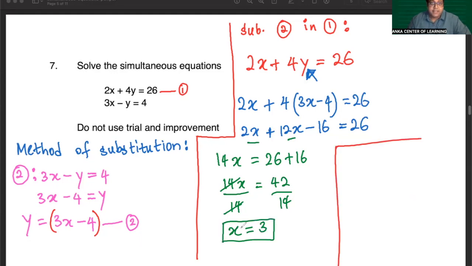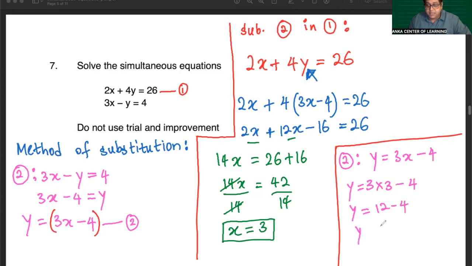After we find the value of x, we need to find the value of y. I simply consider equation 2, the new equation, y equals 3x minus 4. This is convenient to use as y is already the subject. You simply substitute the value of x. So we have y equals 3 times 3 minus 4. That will be 9 minus 4, and this answer would be equal to 5.